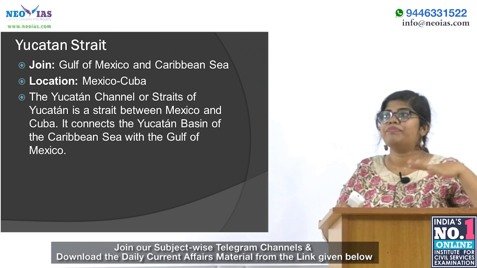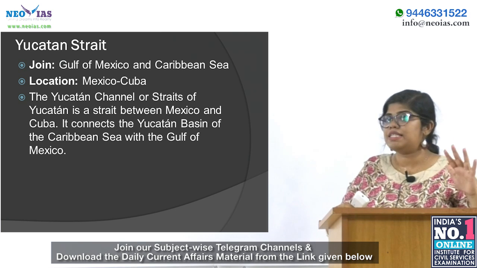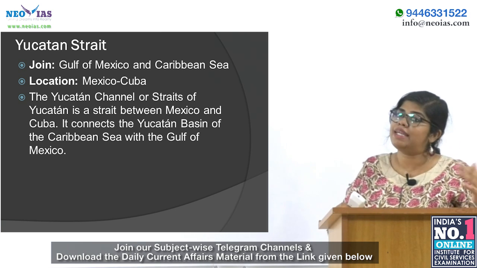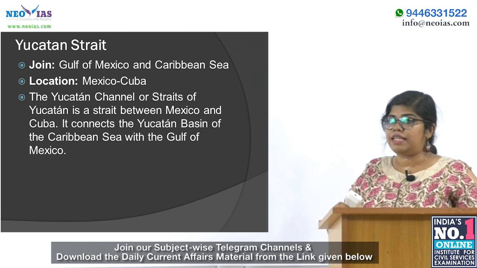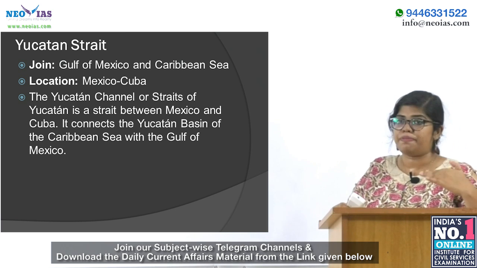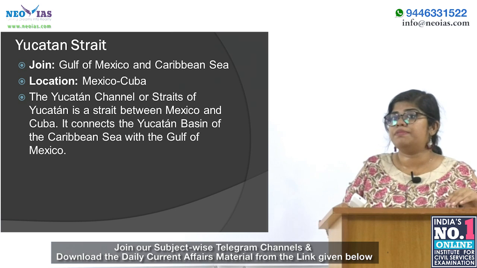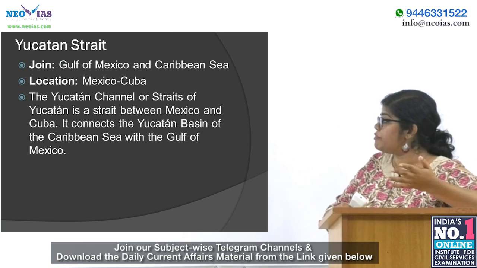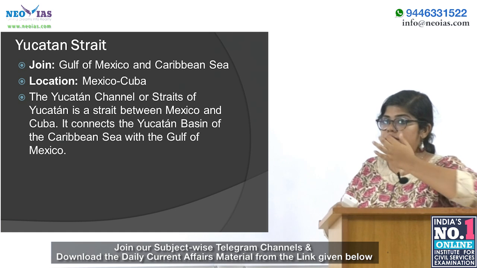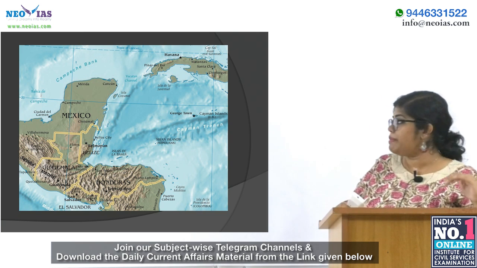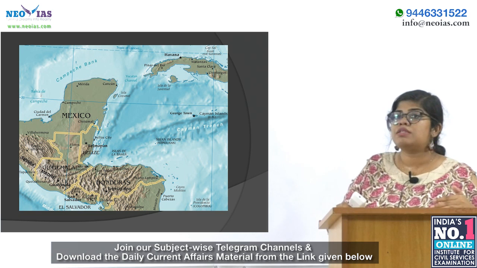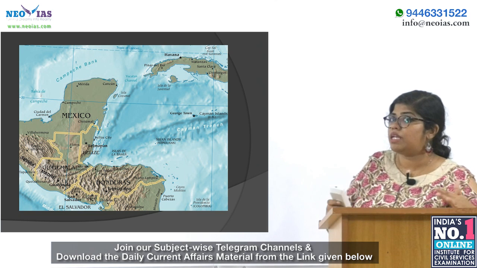Yucatan Strait, the location is North America. It joins the Gulf of Mexico and the Caribbean Sea. The location is Mexico and Cuba. It separates Mexico and Cuba. So this strait connects the Yucatan basin of the Caribbean Sea with the Gulf of Mexico. See the picture. You can see Mexico, then you can see Cuba. So it is in between Mexico and Cuba.